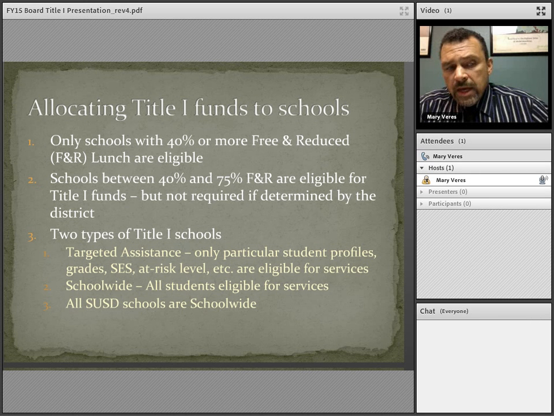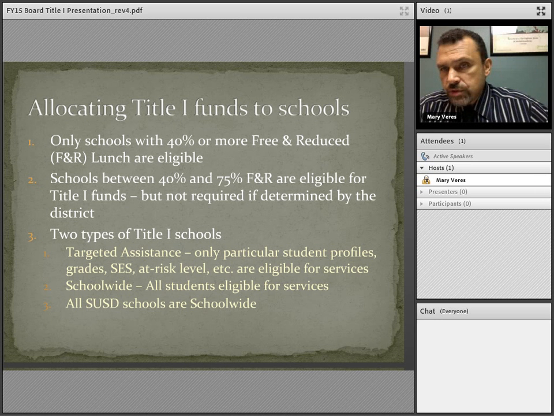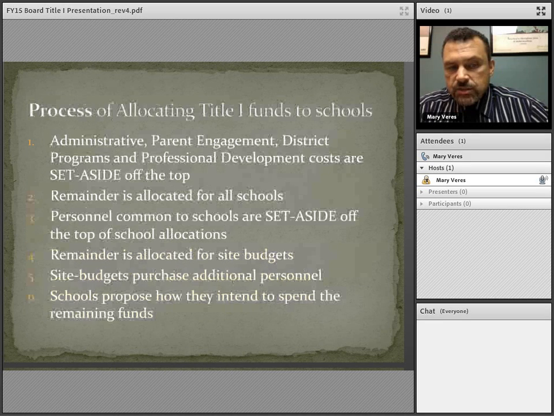And so you know that there are two types of Title I schools, and you'll see that. There are targeted assistance schools, where the money that goes to the schools is used for a specific group, population, or grade level, or school-wide, where all students are eligible for services. And all of Sunnyside schools are school-wide.